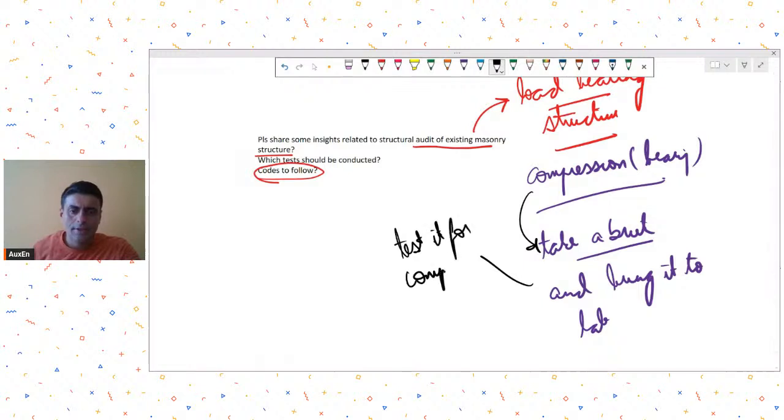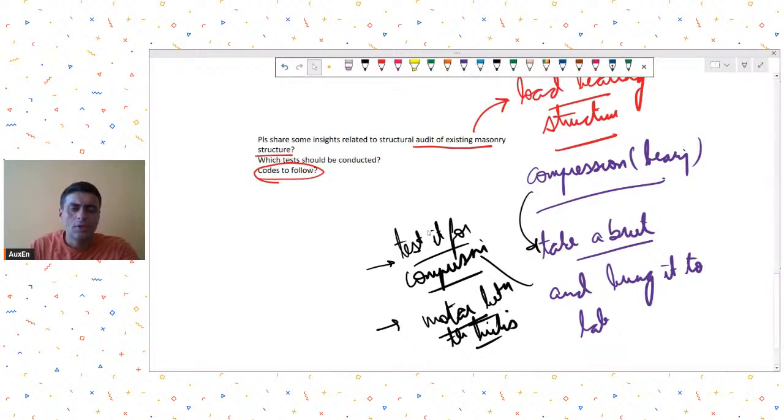So how much compression it can resist, you test that. Because it's a load bearing structure, its ability to resist compression is the most important ability. So you check it for compression, plus the mortar should be checked. Okay, so there are some mortar tests. The mortar between the bricks should be checked.